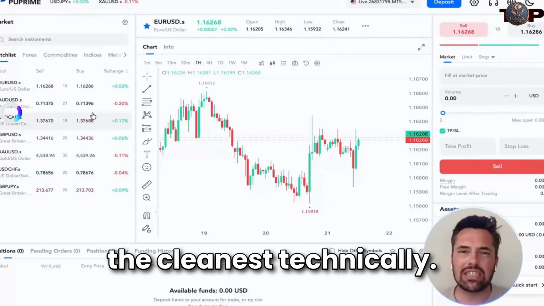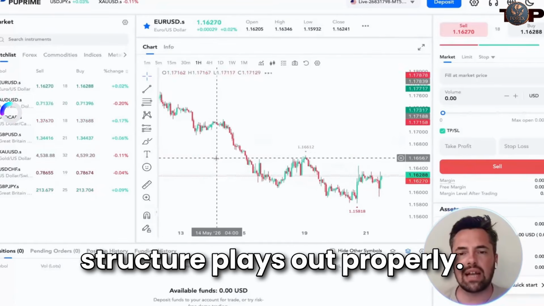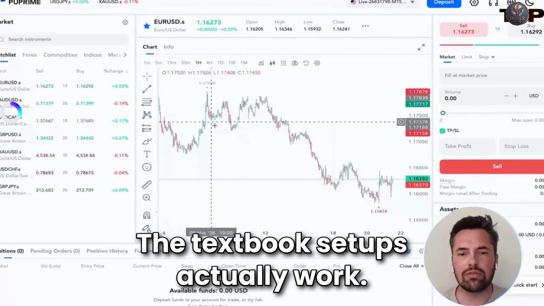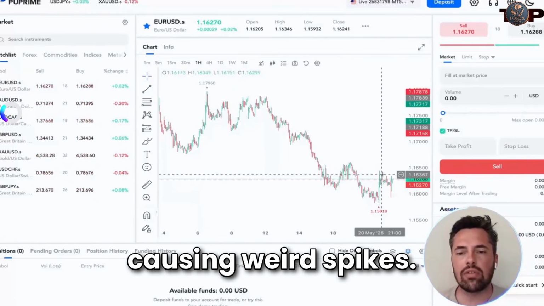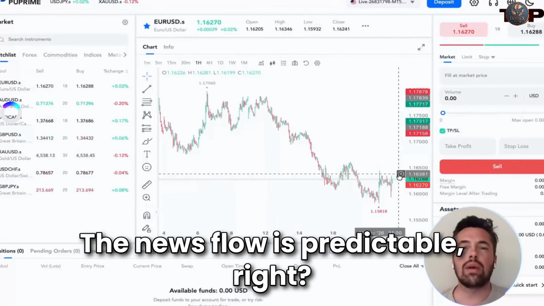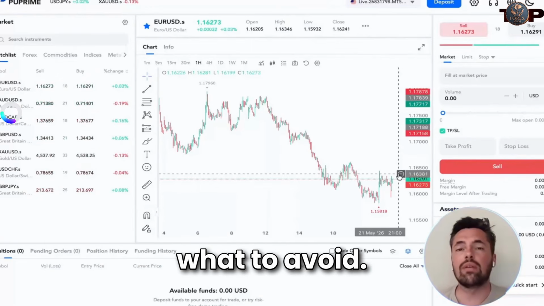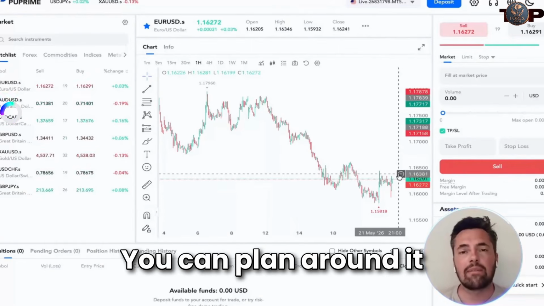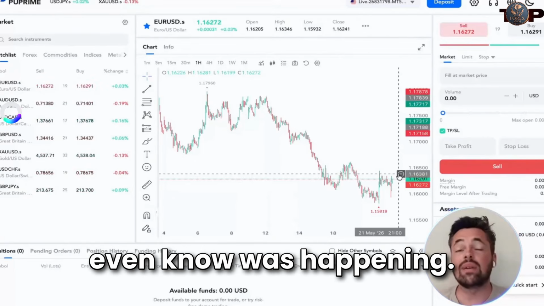2. They are the cleanest technically. The price action respects levels. Structure plays out properly. The textbook setups actually work. That's because of the same liquidity. There's no thin market causing weird spikes. The news flow is predictable. Right, when the big USD news drops, what to avoid, you can plan around it. With more obscure pairs, you get blindsided by stuff you didn't even know was happening.